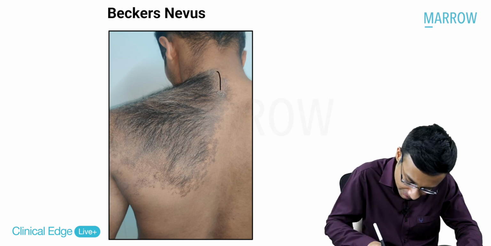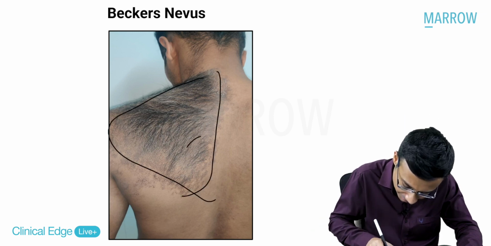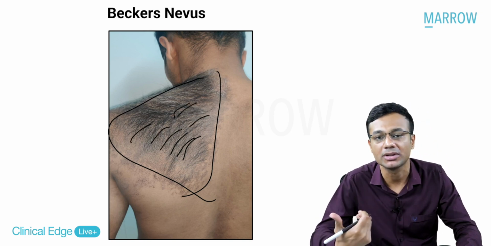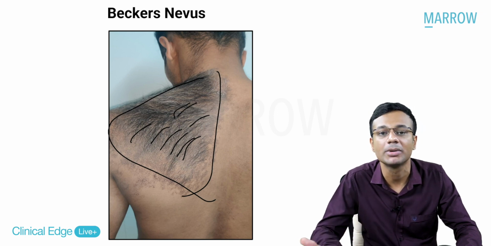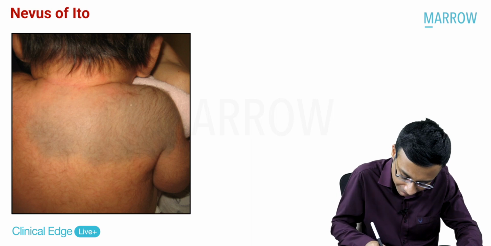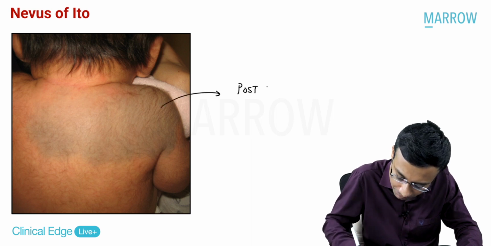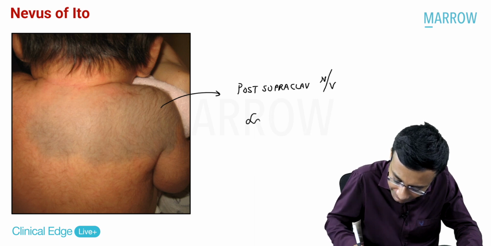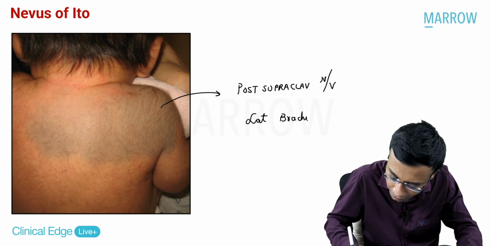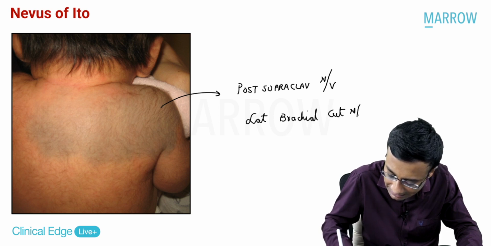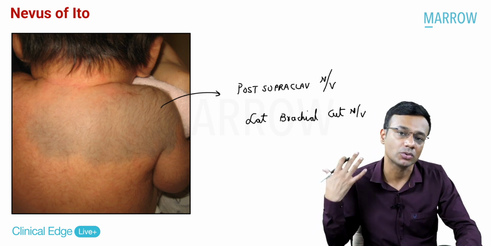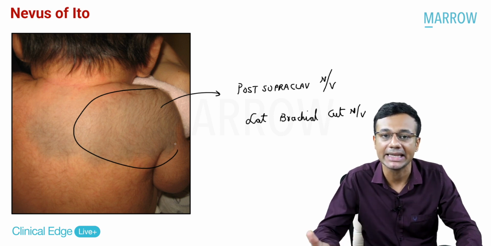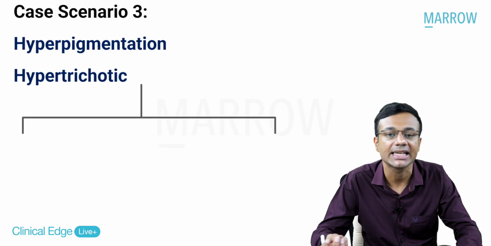Here you can see a Becker's nevus, which is a unilateral lesion, hyperpigmented, hypertrichotic. Hypertrichotic means hair is present, located over the chest and the upper shoulder. And if the question says it is an acquired condition at puberty, your diagnosis is Becker's. Whereas you can see nevus of Ito, it follows the posterior supraclavicular nerve and lateral brachial cutaneous nerve. So the distribution is going to be on the shoulder and the scapular region. Just remember the color of nevus of Ito is going to be blue to slate gray because the problem is in the dermis here.